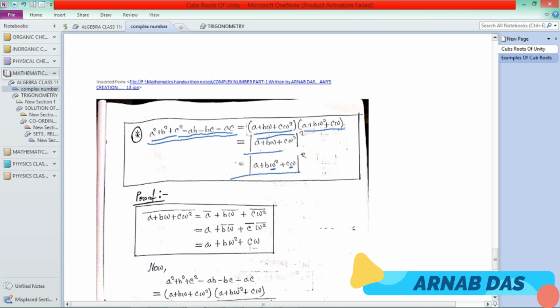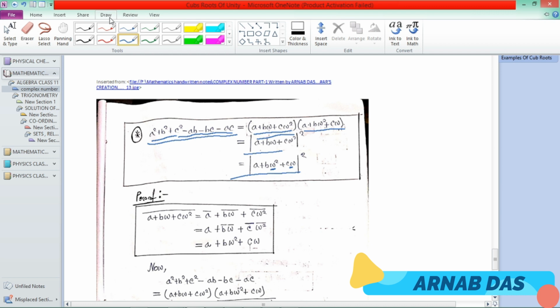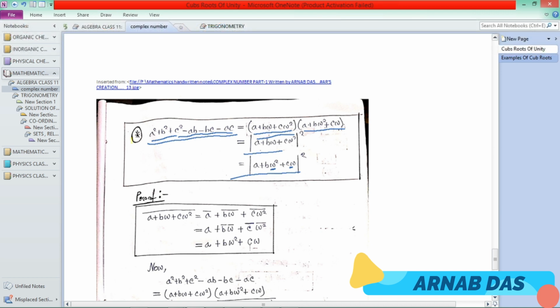This is a very important result. Highlight it, highlight this result. This is a waste of time.